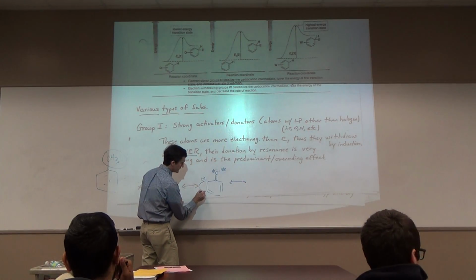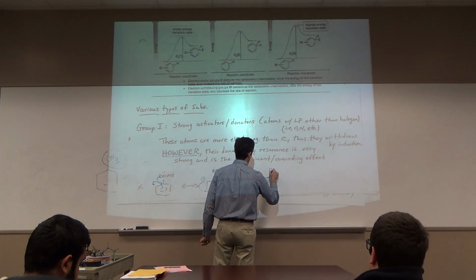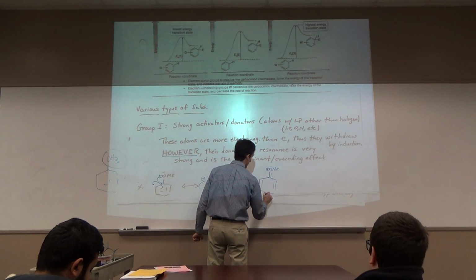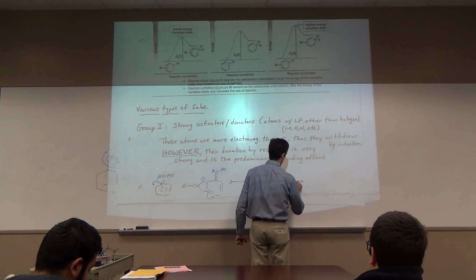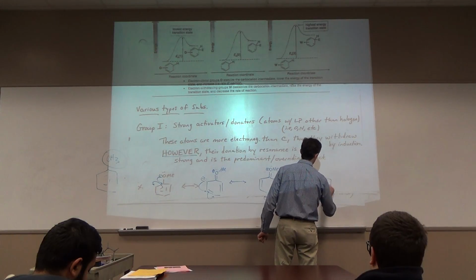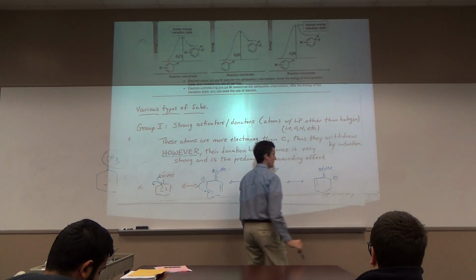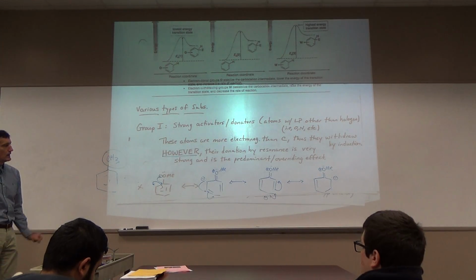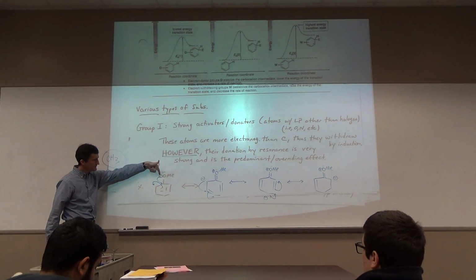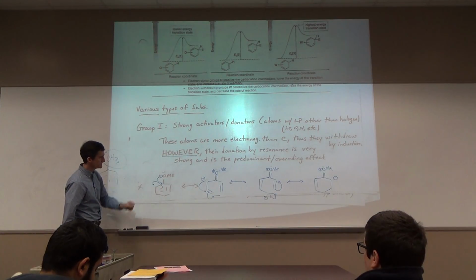We can keep going, these electrons here, these can move out. Keep going, these can move here, these can move out. These are resonance structures illustrating the conjugation of the lone pair, the donation of the lone pair. You should be able to show these resonance structures.